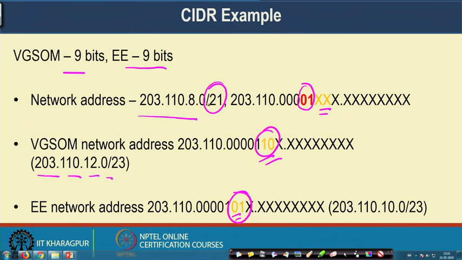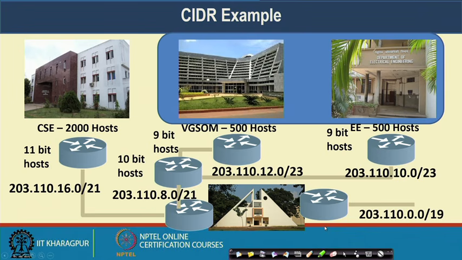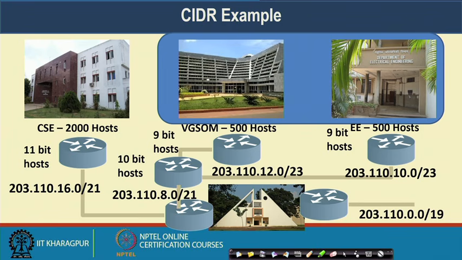203.110.12.0/23. Earlier it was /21. I am taking 2 bits from the host and putting them in the network, so the subnet mask becomes 23. The EE network becomes 203.110.10.0/23 in the dotted decimal format. That way, with the help of this subnetting and supernetting, I am able to distribute this entire IP address space that was given to me into 2, or 3 different subnets in a hierarchical way.